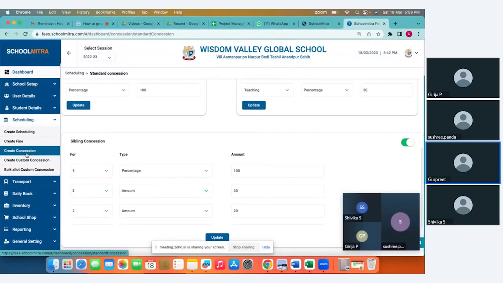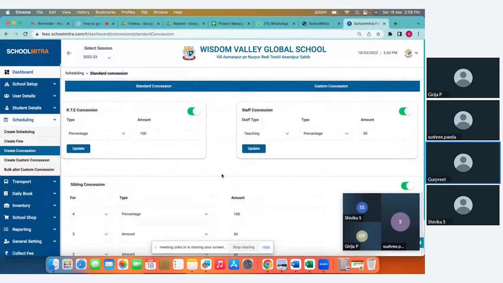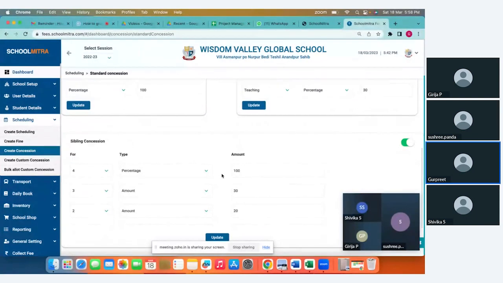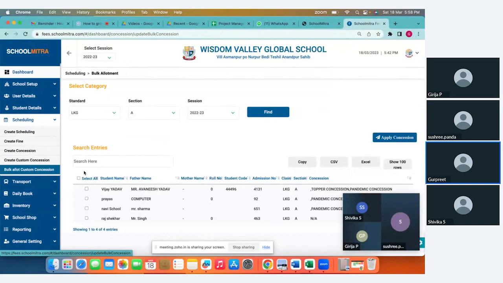Coming to concessions, majorly three kinds of concessions are predefined: RTE concession, staff concession, and sibling concession. You can choose a concession based upon percentage or amount. In case a school wants to define their own custom concession, they can go ahead and do that. You can choose on which categories and at which installment you want to give that concession, and then you can allocate the concession to that specific child.